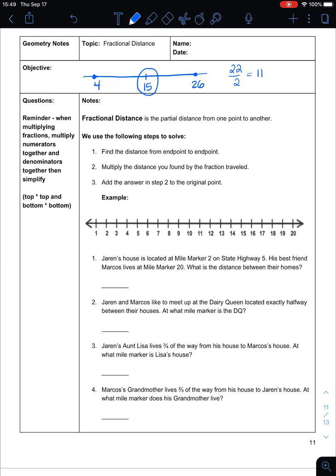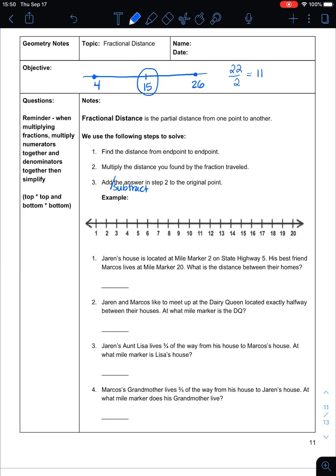So we're going to apply that same thing, but maybe not use 1/2. We're going to use other fractions. So the fractional distance is just the partial distance from one point to the other. So here's what we're going to do to solve these problems. The first thing you want to do is find the distance from end to end. Then you want to multiply the distance that you found by the fraction that you were given. And then you add the answer back to where you're coming from, or you might subtract. So we might add and we might subtract depending on where we're leaving from.